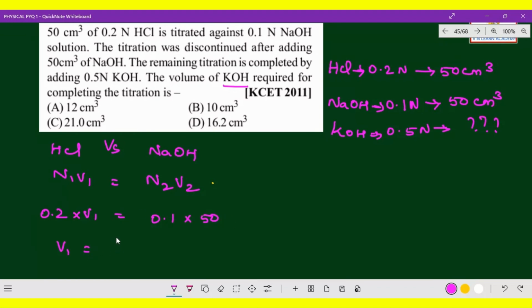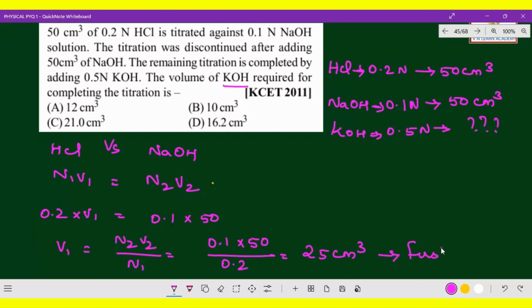So V1 equals N2V2 divided by N1. Let us apply the values. Here 0.1 into 50 centimeter cube divided by 0.2. So you will get the answer here, 25 centimeter cube. So 25 centimeter cube is the first volume. The total was 50 centimeter cube, so 50 minus 25, here 25 centimeter cube only. Okay, now the next one.